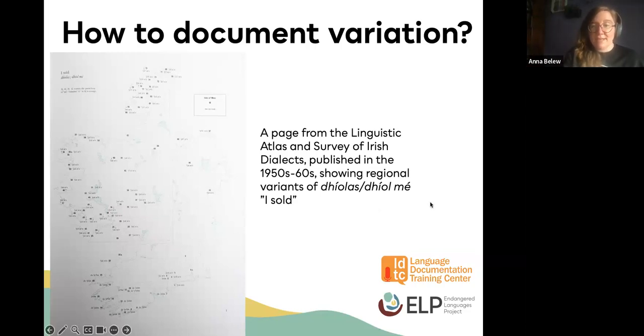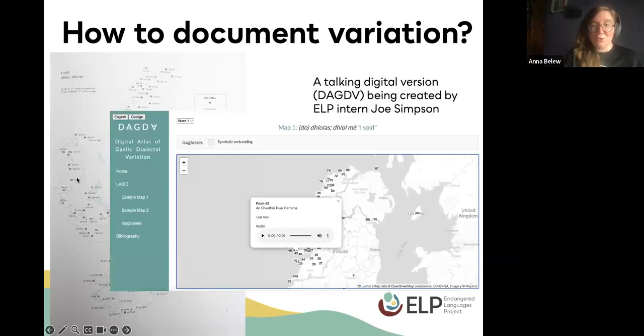And this is actually currently getting a modern update by one of our interns here at ELP, Joe Simpson. He's digitizing this atlas and updating it for 2023, right? Because it's been 60 years. People probably talk differently now. And he's including audio files so that you can actually listen to how people pronounce things differently in all of these different places across Ireland. So if you have a lot of time and a lot of resources, you could make a similar map for your language.